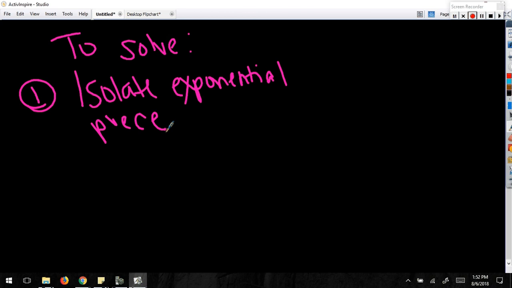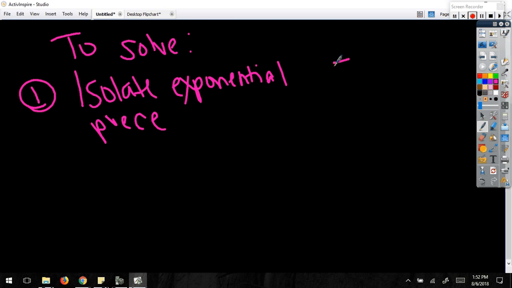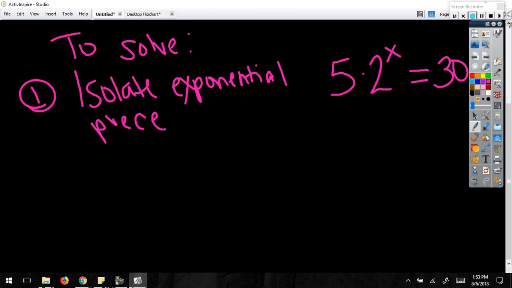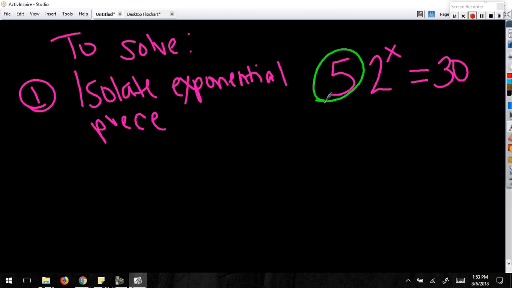If I have 5 times 2 to the x equals 30, and I want to solve this. Well, I need to get the piece that has the exponent with it all by itself. So right now it's got this 5 hooked to the front of it. So what I want to do is just divide. So I'm dividing here by 5. I get 2 to the x equals 6.